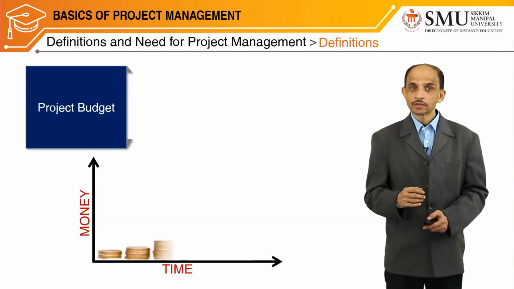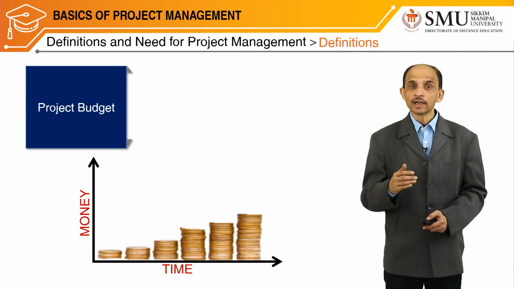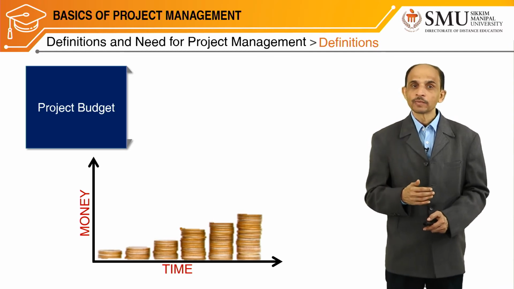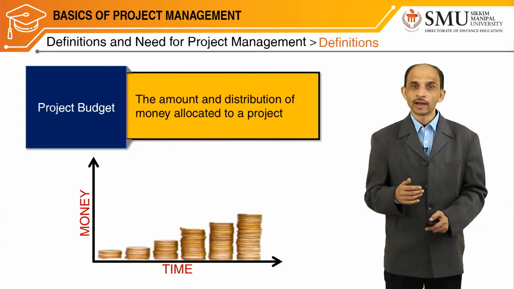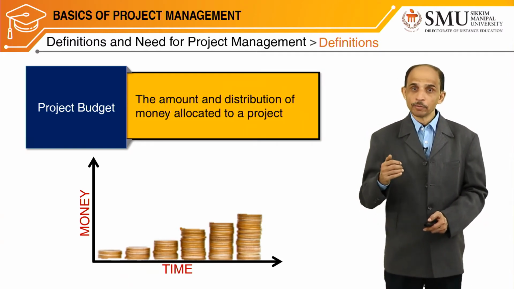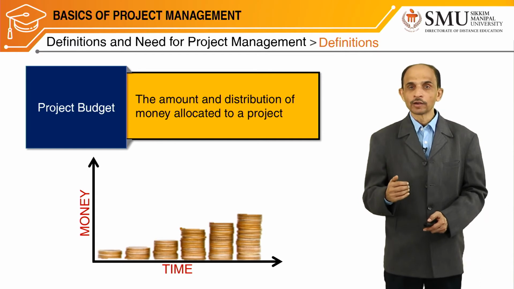Now the project cost is not entirely spent on one single day, but it gets spent progressively over time, which is what we see on your screen right now. This is what we call a project budget, and it is formally defined as the amount and distribution of money allocated to a project.